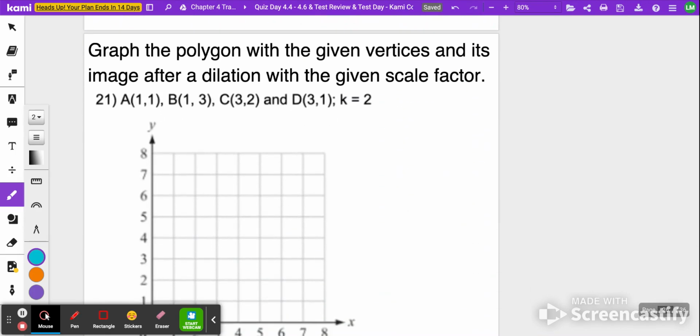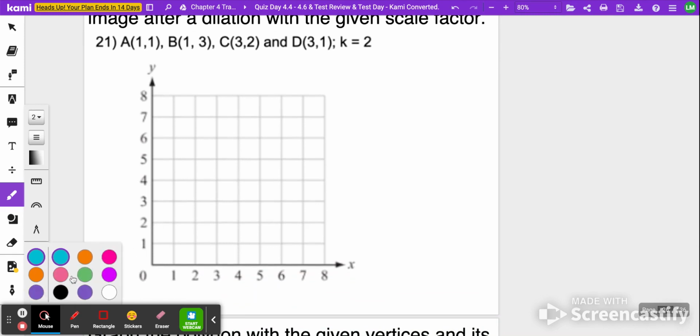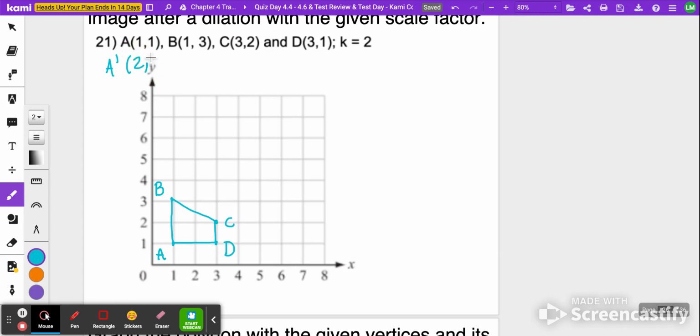Graph the polygon with the given vertices and the dilation after its given scale factor. So the first thing we want to do is go ahead and plot the original points. So here are my original points, and to apply my scale factor, I'm just going to multiply everything by 2. So A prime will be 2, 2, B prime will be 2, 6, C prime will be 6, comma 4, and D prime will be 6, comma 2.